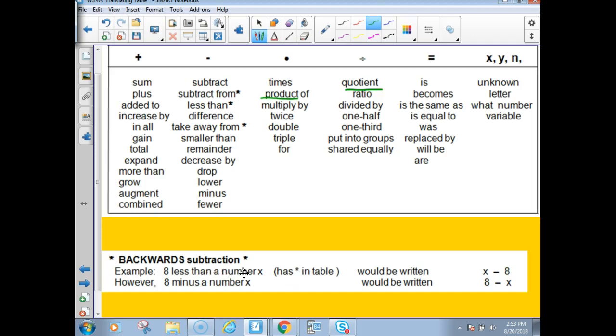So 8 less than a number x is not starting with the 8. 8 less than something, it means you're taking away. This means subtract 8 less, and you're taking away from x. So it has to be x minus 8. While 8 minus the number x is 8 minus x. There's a big difference. You have to know how to read it carefully.